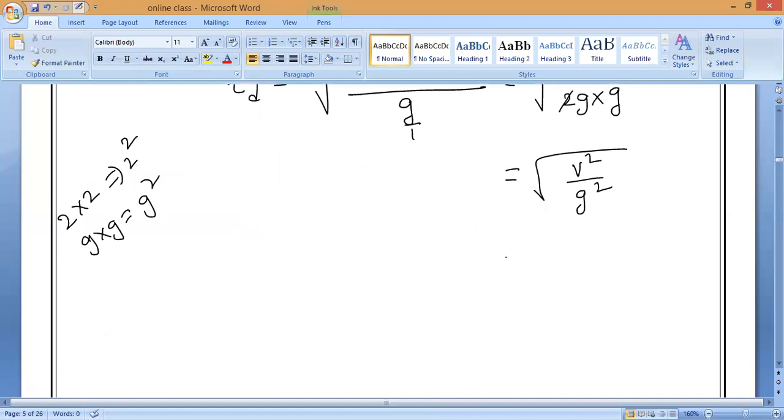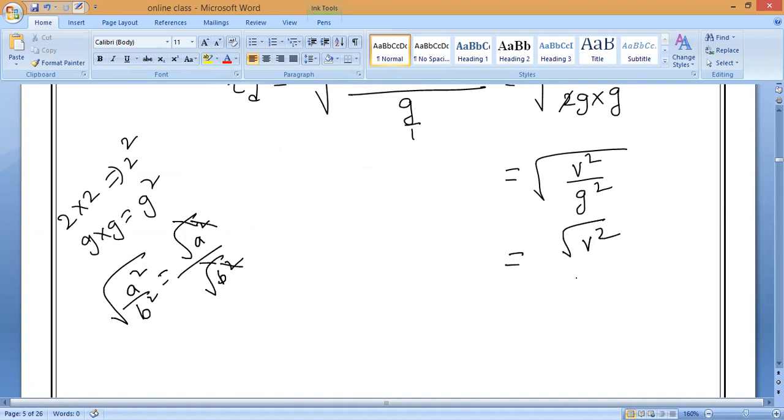Now if you notice, can I write this in mathematics? Root of a square by b square, I can write as root of a square divided by root of b square. So root and square will get cancelled. So here also, root of V square divided by root of G square, square and root will get cancelled. What is the final formula? V by G.